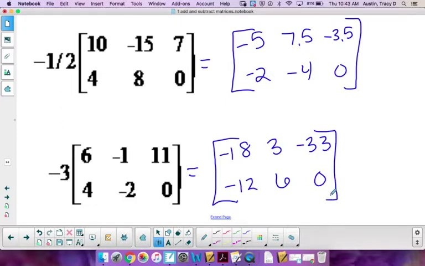So since we've done addition and subtraction, and we've now done scalar multiplication, we're going to talk about how we can use a matrix to represent a shape, and then we can use adding, subtracting, and scalar multiplying to actually transform that shape. It's actually pretty cool. All right, so let's take a look.